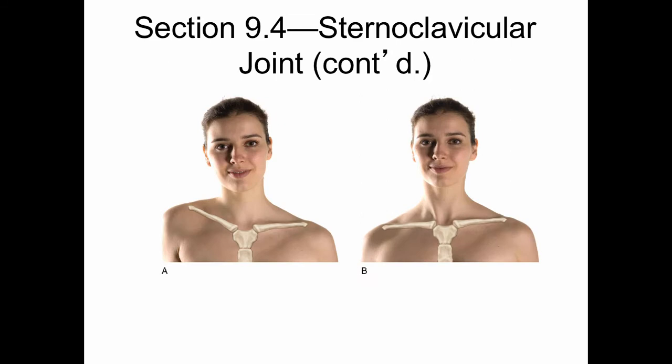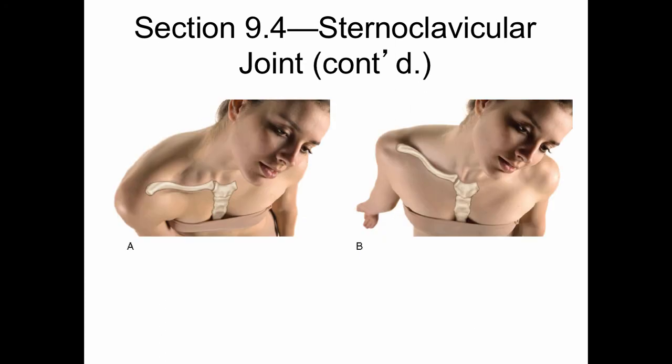Figure A depicts the elevation of the right clavicle at the sternoclavicular joint. Figure B shows depression of the right clavicle. Elevation and depression motions of the clavicle at the sternoclavicular joint are not oriented perfectly in the frontal plane. At rest, the clavicle is actually oriented approximately 20 degrees posterior to the frontal plane. Figure A illustrates protraction of the right clavicle at the sternoclavicular joint. Figure B shows retraction of the right clavicle.